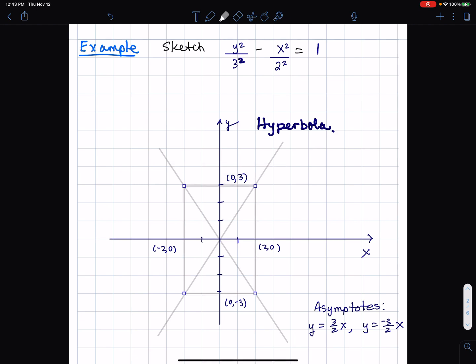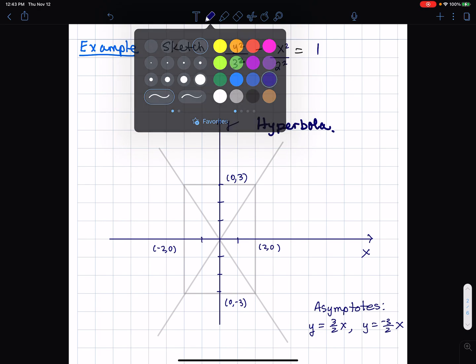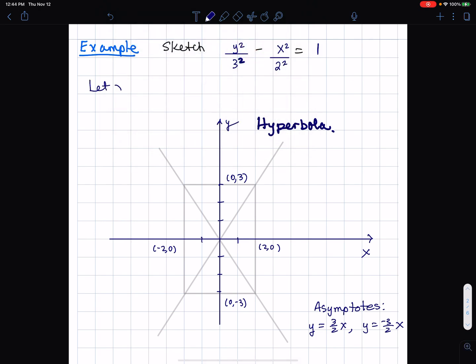And what I see is that if I let x equal 0, I get y squared divided by 3 squared minus 0 squared over 2 squared equals 1. So y squared over 3 squared equals 1. y squared equals 3 squared. y equals plus or minus 3. So I have y-intercepts 0 comma plus or minus 3. So here are these two intercepts this time.